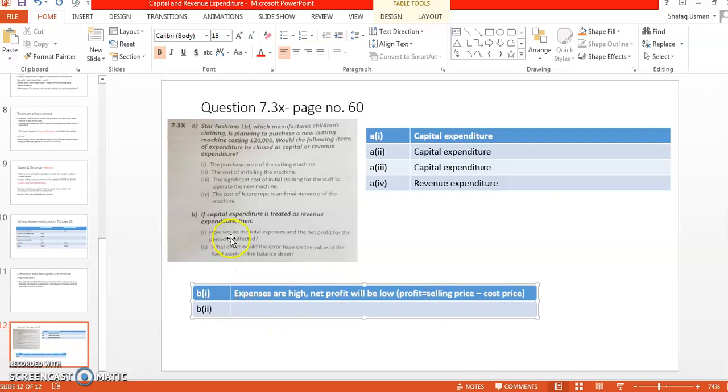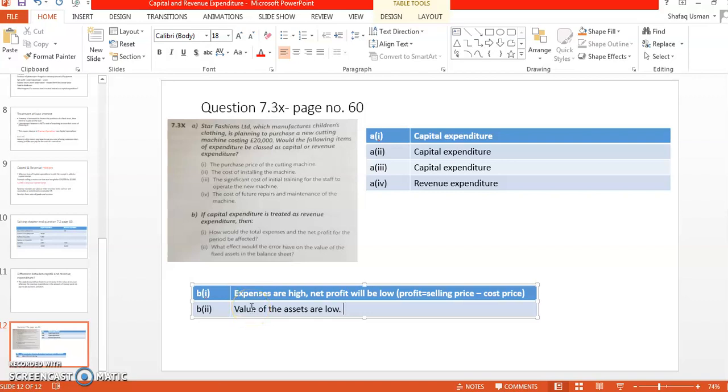There you go. Next, what effect would the error have on the value of the fixed assets in the balance sheet? You forgot to write something as a fixed asset and instead wrote it as a revenue expenditure. So it means the value of the assets is low. That's it. There you go.